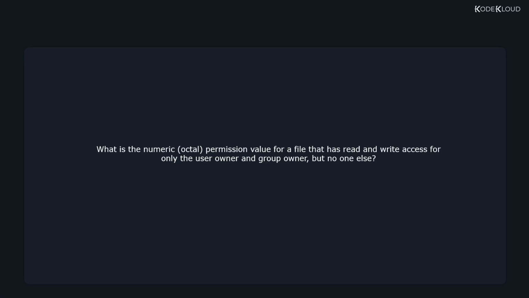Now for the answer to our third quiz. What is the numeric or octal permission value for a file that has read and write access for only the user owner and group owner, but no one else? The answer is 660.